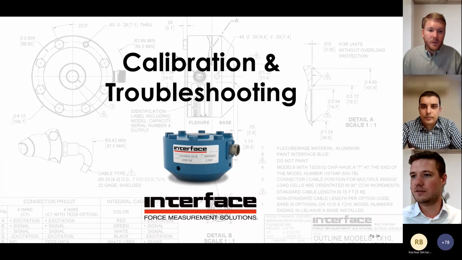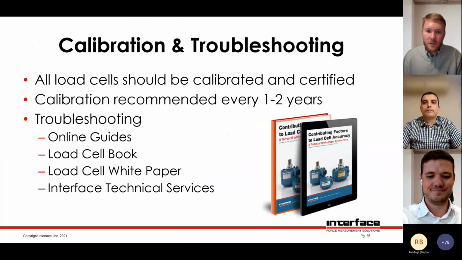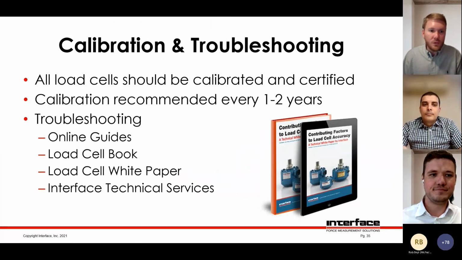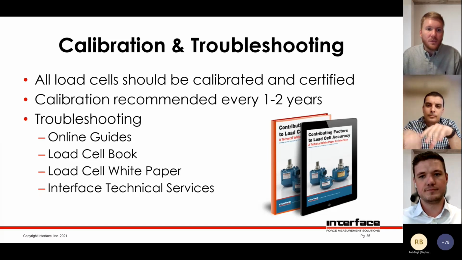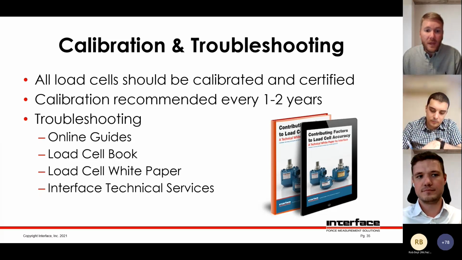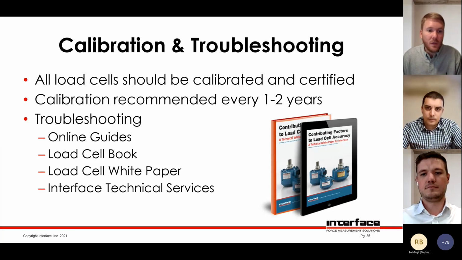So I'm going to hand over to Jeff to talk about calibration and troubleshooting. All right, so calibration and troubleshooting. All load cells should be calibrated and certified. Every load cell that leaves the factory will be calibrated, at least 5 points up and 1 point down. And again, we discussed some of the other calibrations that we can offer. Calibration is recommended every 1 to 2 years. It also depends on usage.